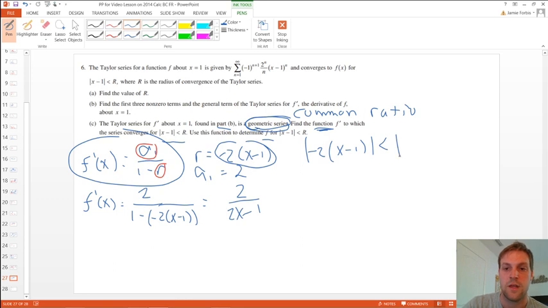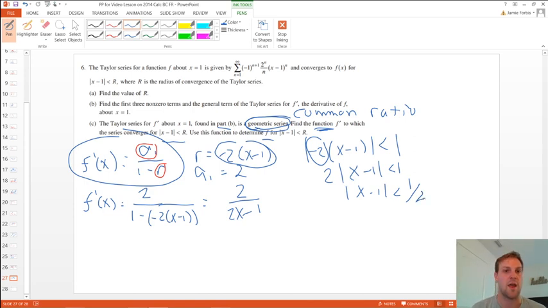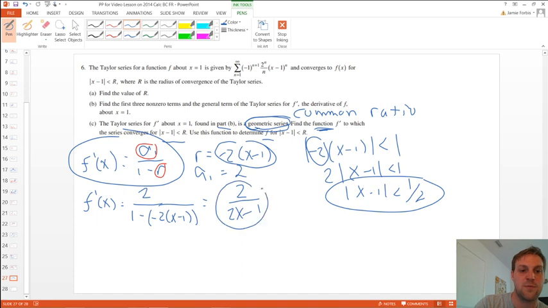less than 1. Absolute value of negative 2 is 2. So remember the radius of convergence was 1/2, which we already found in part A anyway. So the derivative is going to have the same radius of convergence. So anyway, this is only true during that. So we got f prime of x on that radius of convergence, which I didn't need to find again because it's the same radius of convergence, but we just showed it again.